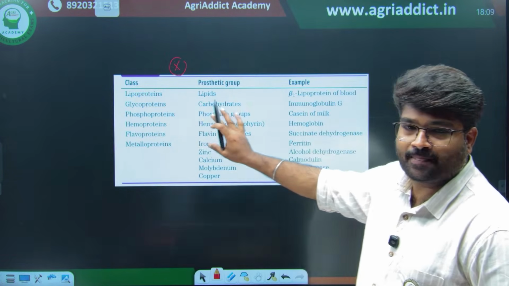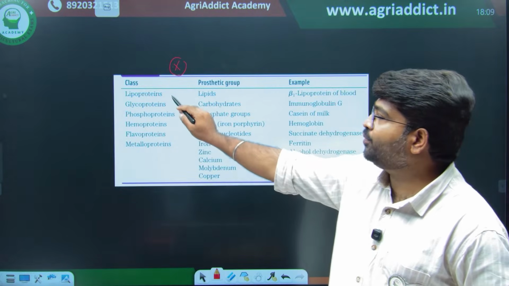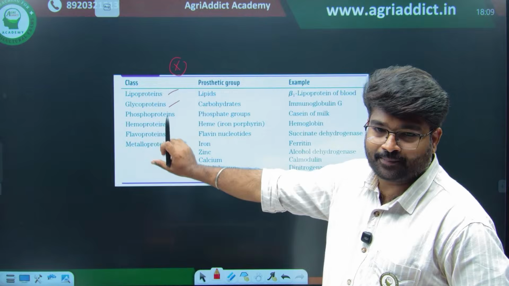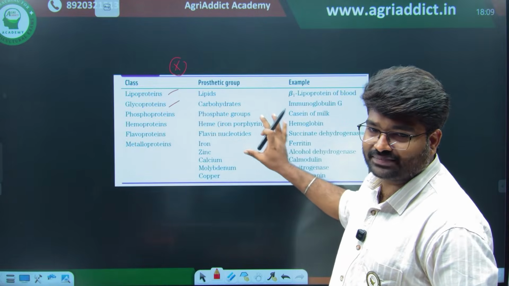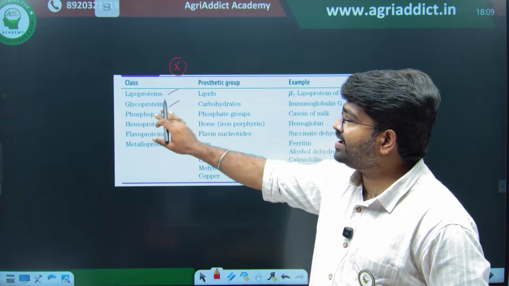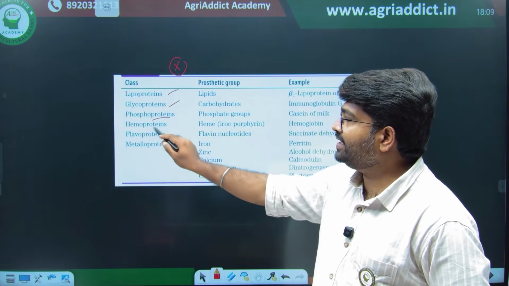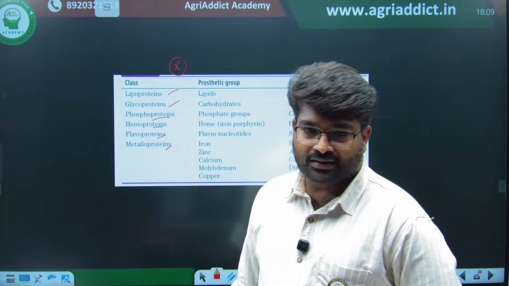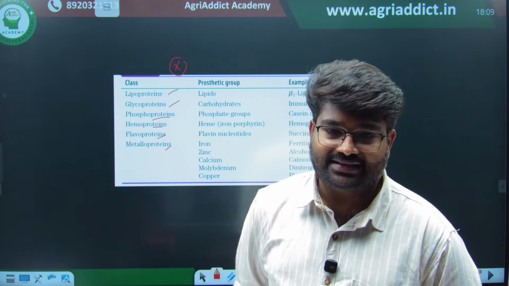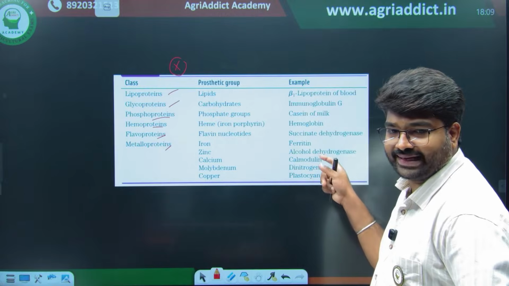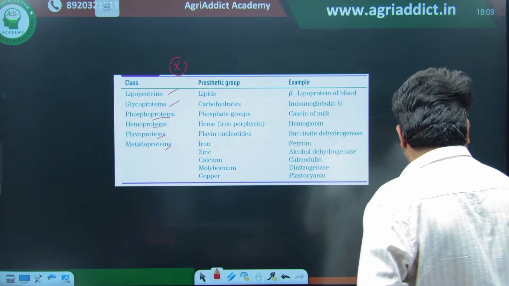Okay, what are the different classes of protein? Lipoprotein, glycoprotein, like that. Different classifications are there. Among them, what are the examples and prosthetic group? You just go through once. Lipoprotein, glycoprotein, phosphoprotein, hemoprotein, flavo and metalloprotein. These are the different examples or different classes. Then what are the prosthetic groups present in that and what are the examples? You just go through once.